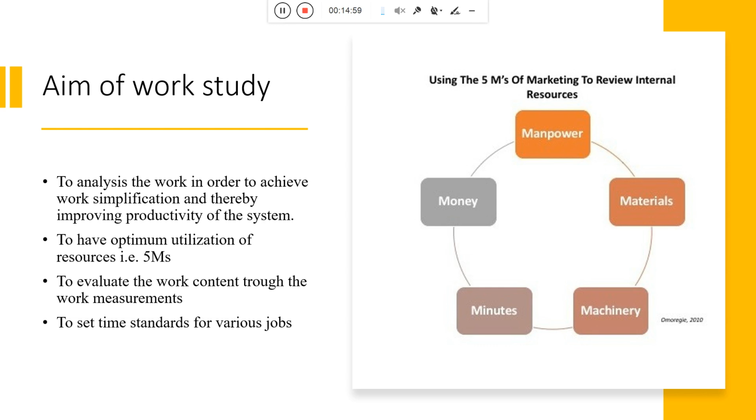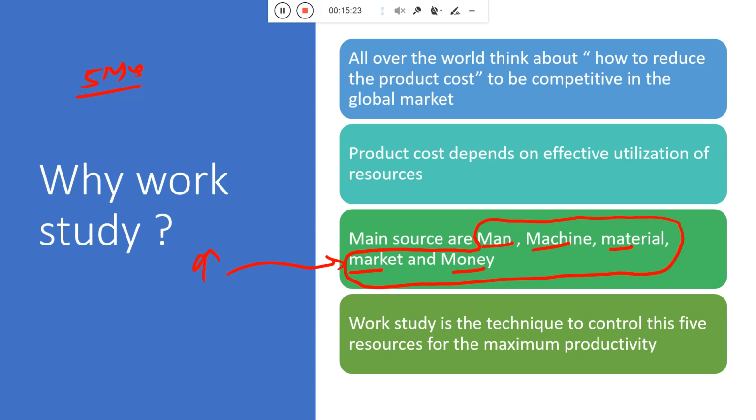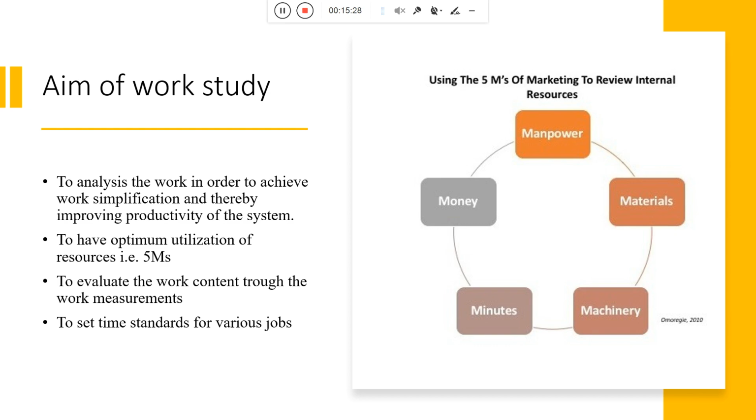So the main aim of work study is to optimize the utilization of the resources, the 5M. Resources means you should think of the 5M in your mind. And what is the 5M? Again the same thing: material, machine, manpower, and money. I think in the previous slide: man, material, machine, market, money. Market is nothing but the time.